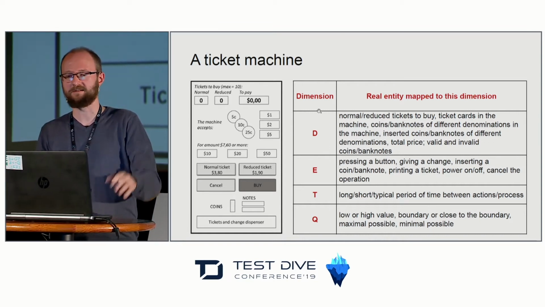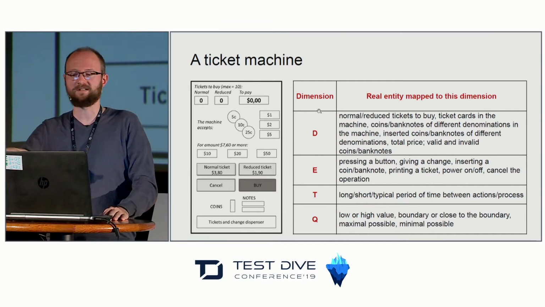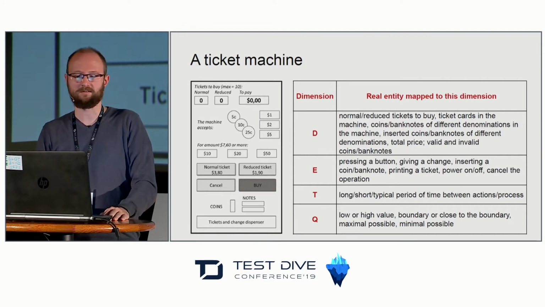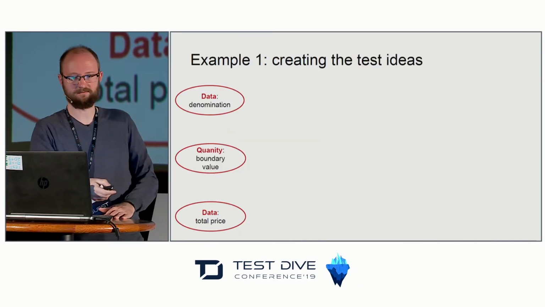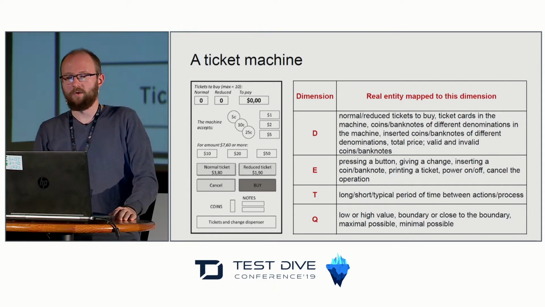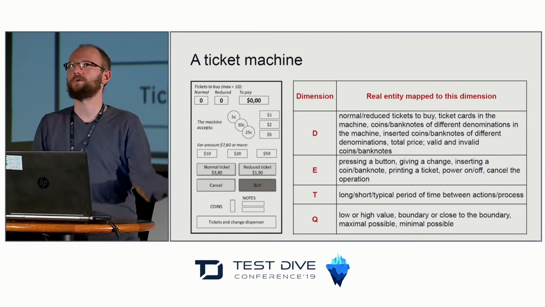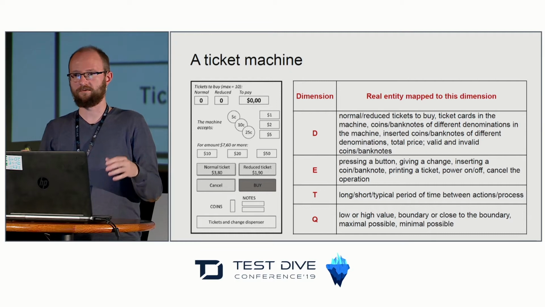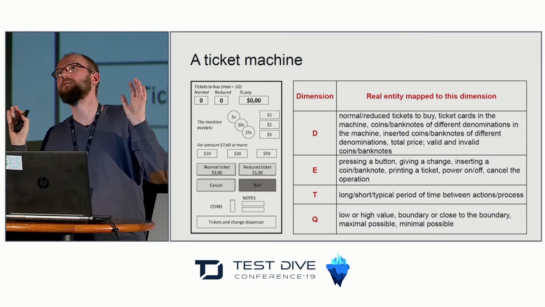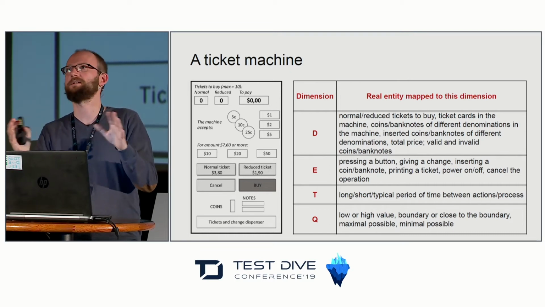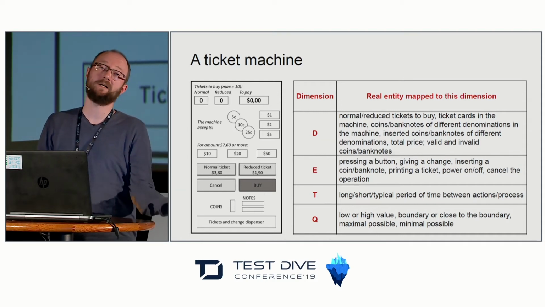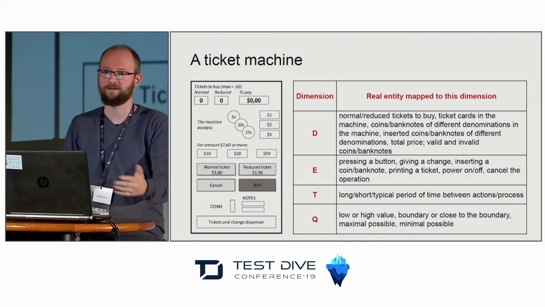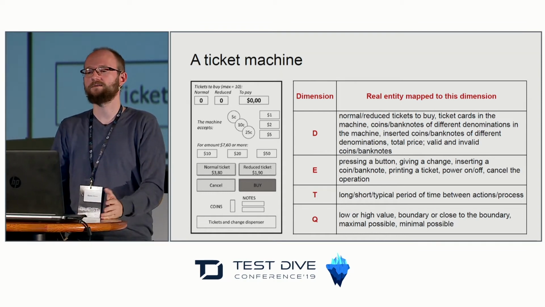We can press some button. This machine can give us a change. We can insert something, a coin or banknote, in this thing here. We can do something for a long time or short time, or do something in parallel. Like, for example, we can push 2 buttons at the same time. And quantity, well, we can have high price, low price, high number of coins, low number of coins, this kind of stuff. So that's the first step.